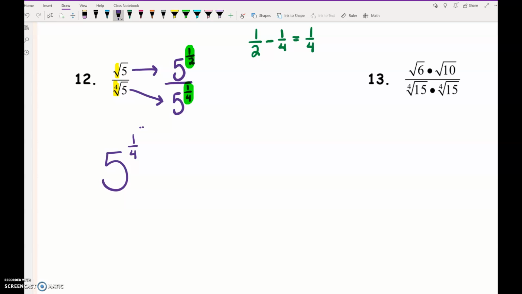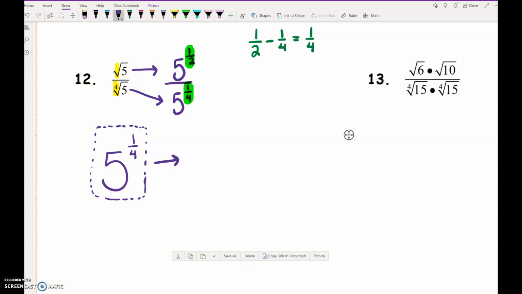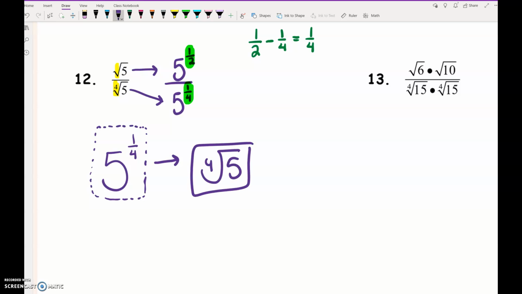So then you're thinking, all right, sweet, my answer is 5 to the 1/4. I'm done, right? No, not because you know it's wrong, but because I'm dotting, so that means it can't be right. What form did this problem start in? Radical form, so our answer needs to be in radical form. So the fourth root of 5 is our answer.